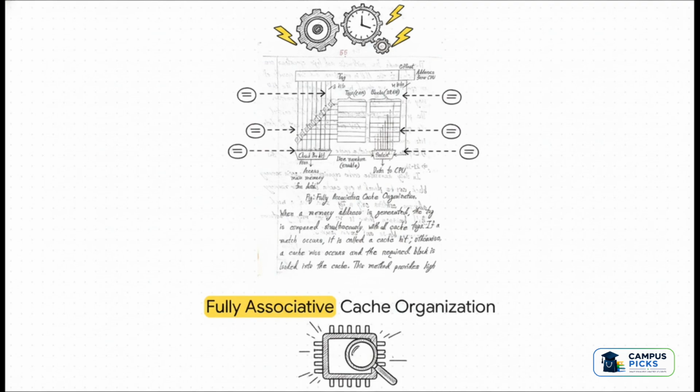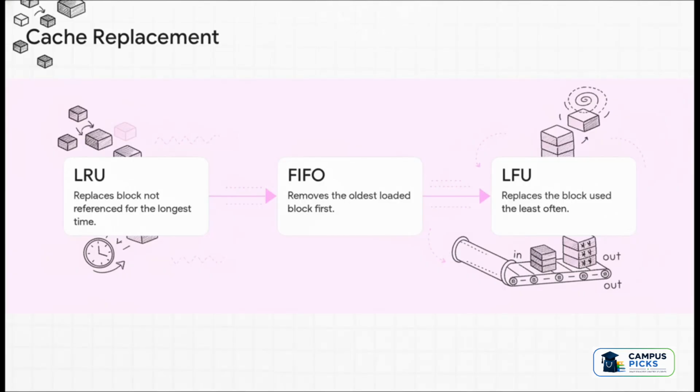When the CPU asks for data, the hardware takes a tag and checks it against all the cache tags at the exact same time. If there's a match, boom, it's a cache hit. This simultaneous checking is exactly what allows the computer to find the data instantly. But of course, our tiny cache desk inevitably gets full, right?